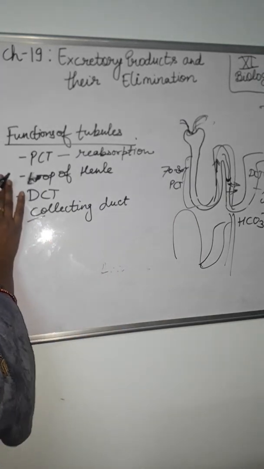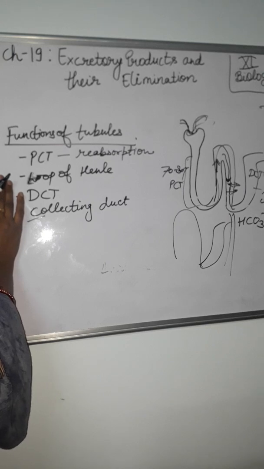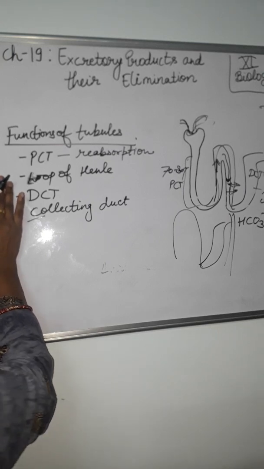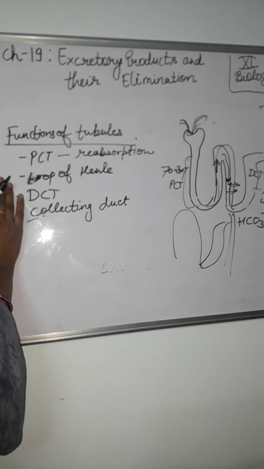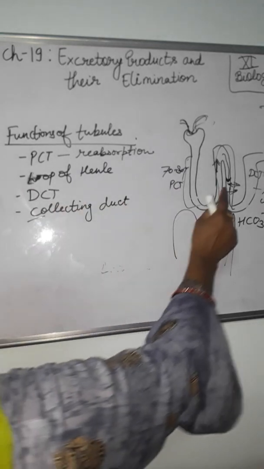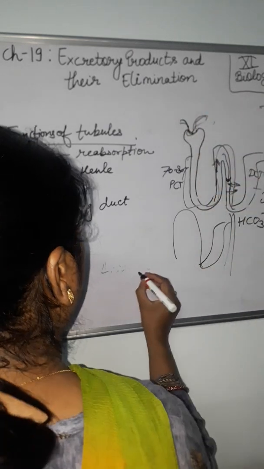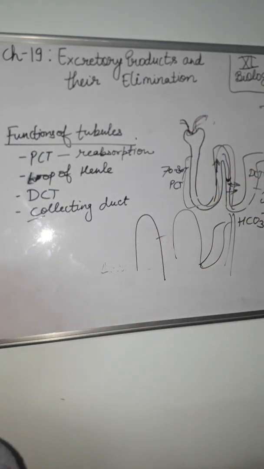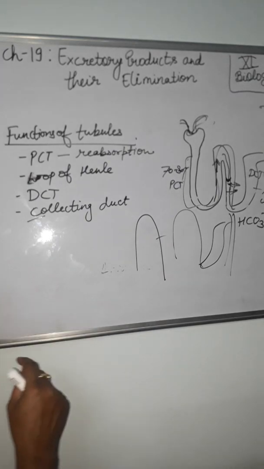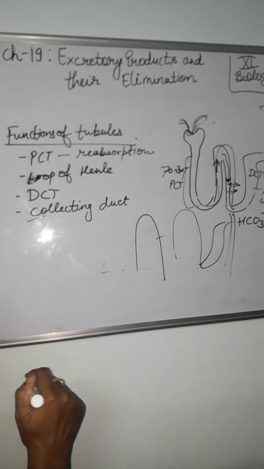Now second one, that is loop of Henle. Ascending limb of loop of Henle plays a significant role in the maintenance of the high osmolarity of medullary interstitial fluid. The descending loop of Henle is permeable to water but almost impermeable to electrolyte. इसमें दो limbs हैं, एक होता है ascending limb और एक होता है descending. And descending limb is totally permeable to water but impermeable for the solutes or electrolytes basically.